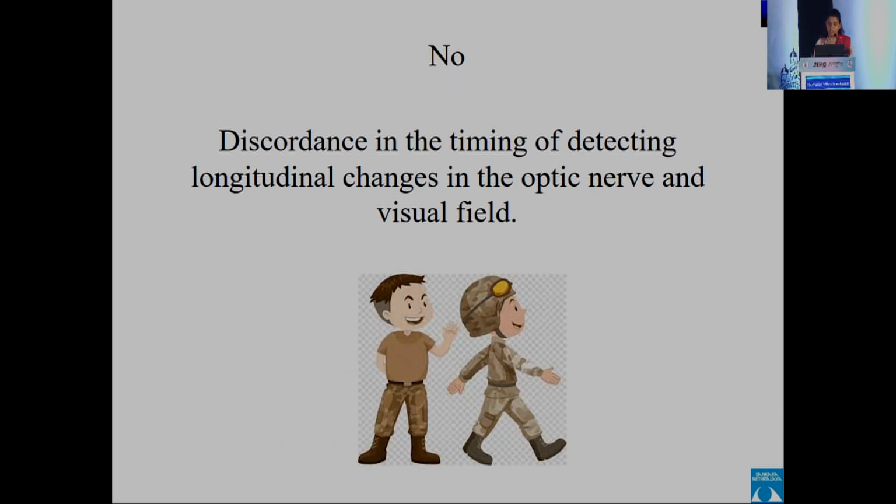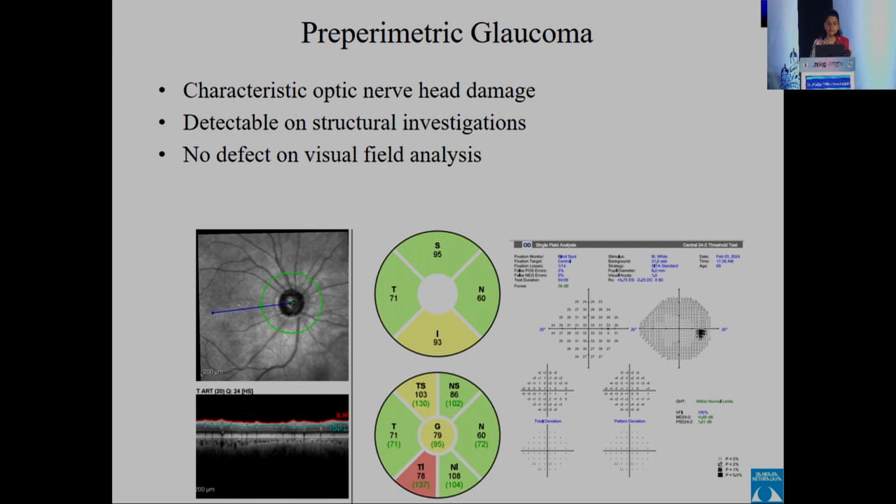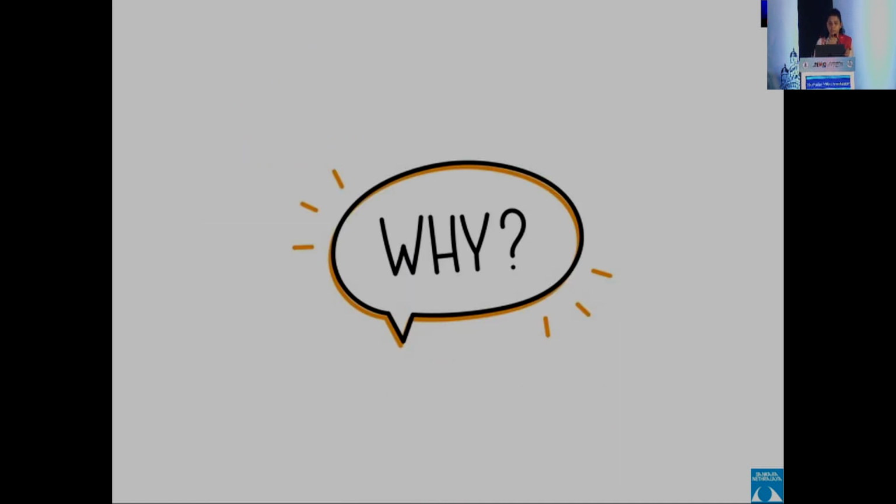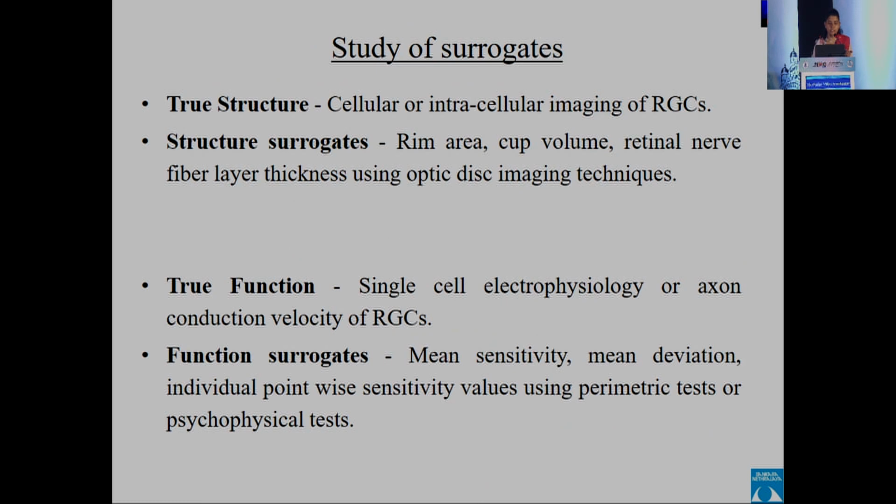There is discordance in the timing of detecting the longitudinal changes in the optic nerve disc and the visual field. The very existence of the entity called preperimetric glaucoma is evidence of this, because preperimetric meaning the disease has been detected on a structural investigation, but it is yet to appear on a functional investigation, as in this patient. Why does this happen? So today let's go into depth about this.